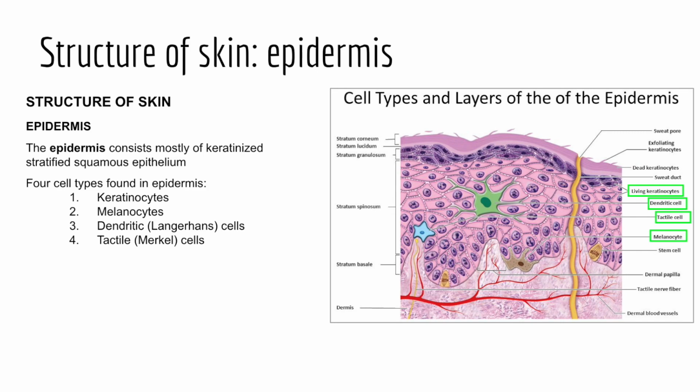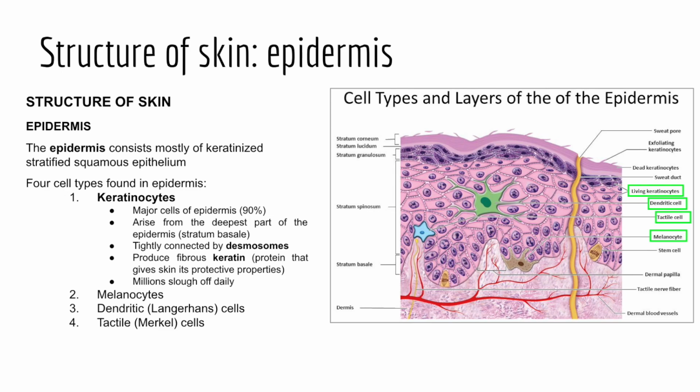I'd like to go ahead and look at all four types of cells in a little bit more detail. First, we have keratinocytes, the most abundant cell type in the epidermis, making up about 90% of our epidermal cells. They arise from the very deepest part of the epidermis, a layer we call the stratum basale, which serves as stem cells for much of the epidermis. And so we would see this layer here, very deep, that stratum basale layer, which gives rise to those keratinocytes.